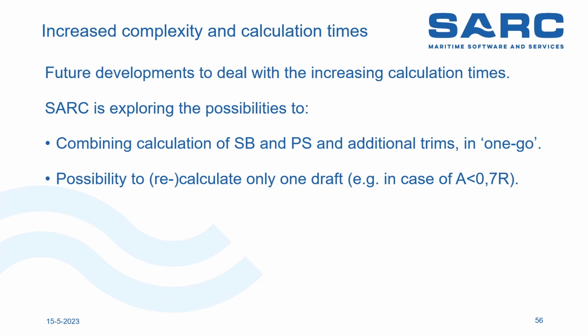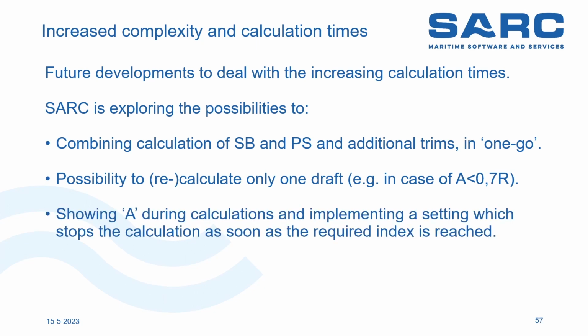Possibility to recalculate only one draft. For instance, if for one draft the attained index is lower than 70% of the required, you could investigate what is needed for that damage case or that draft to comply. Showing the attained index during calculations, and perhaps implementing a setting which just stops the calculation as soon as the attained index has reached the required.